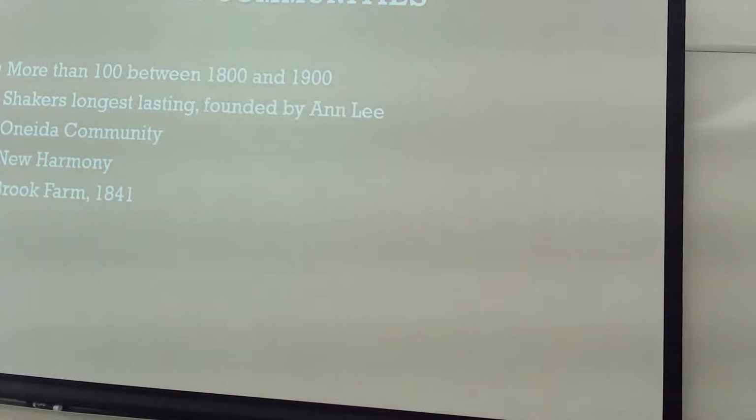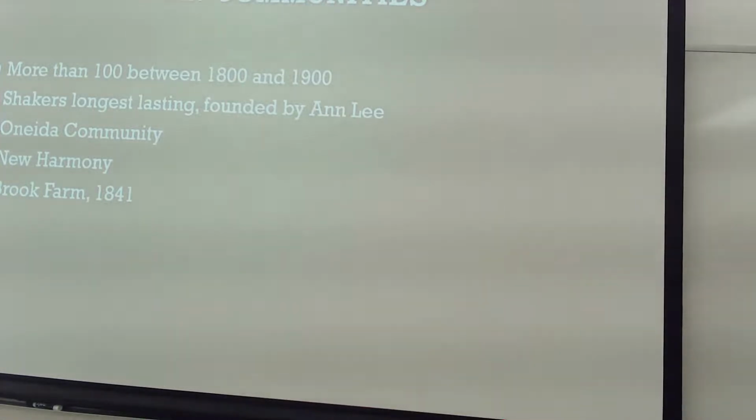New Harmony is another one. It was formed by Robert Owen, who feared the degrading effects of a factory system. He started this in a town called Harmony, Indiana, which he renamed New Harmony, where they were going to live on a farm system. It's going to dissolve by 1828.